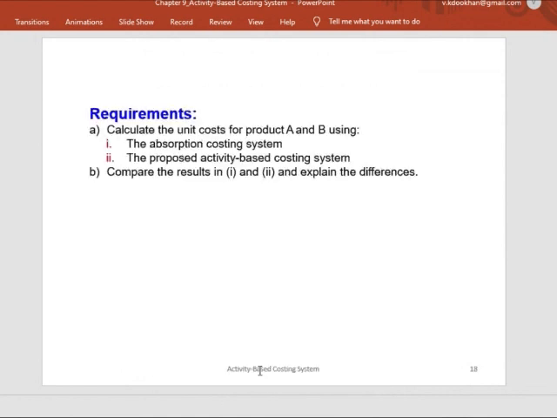So let's see now what is being required of us. We are required to calculate the unit cost for product A and B using, firstly, the traditional method, that is the absorption costing system, which is the traditional method itself. Then the proposed activity-based costing system.